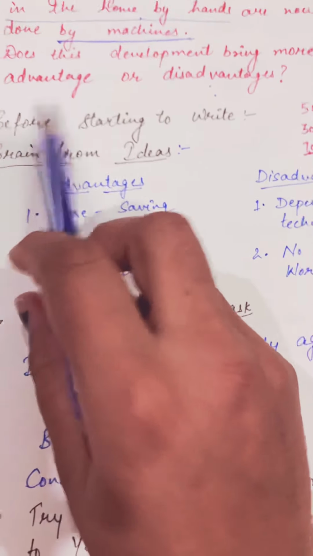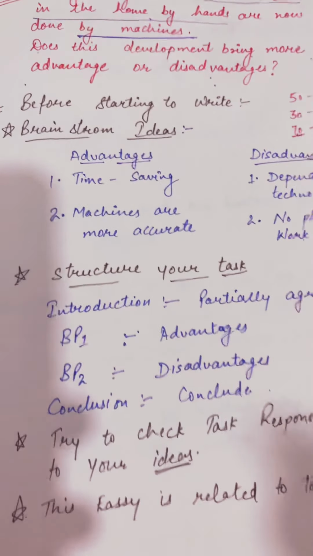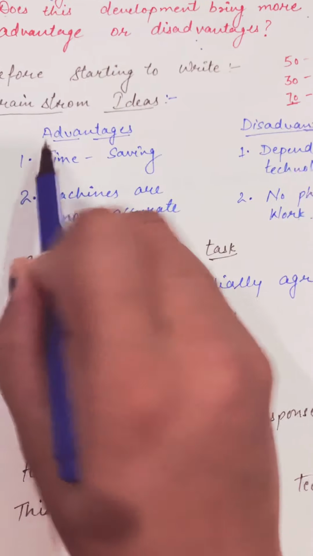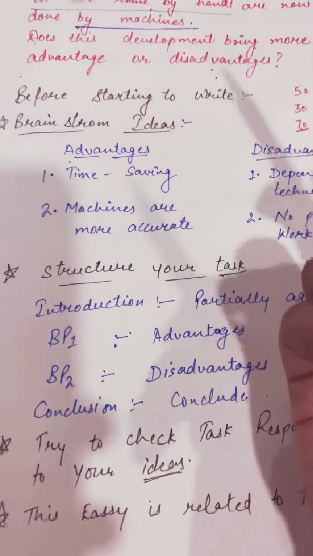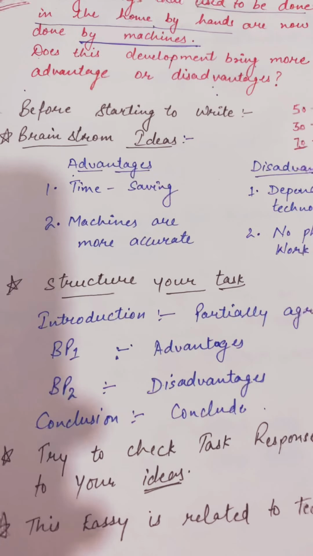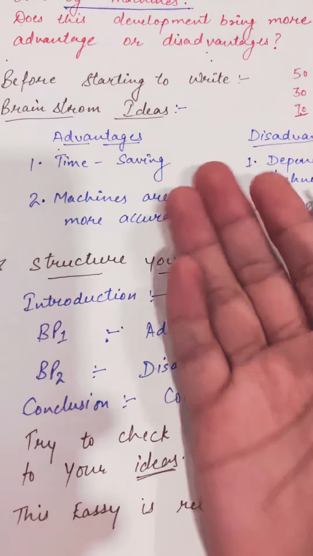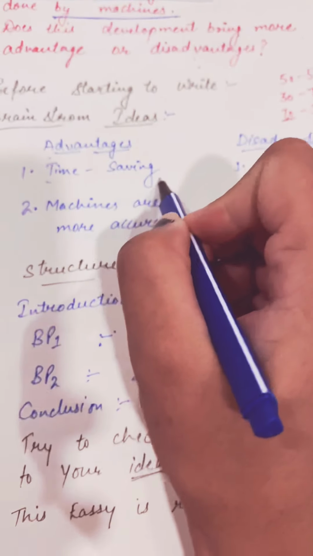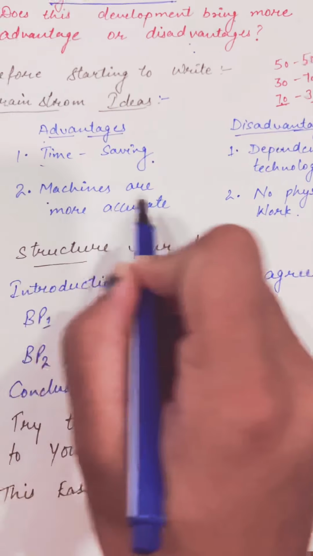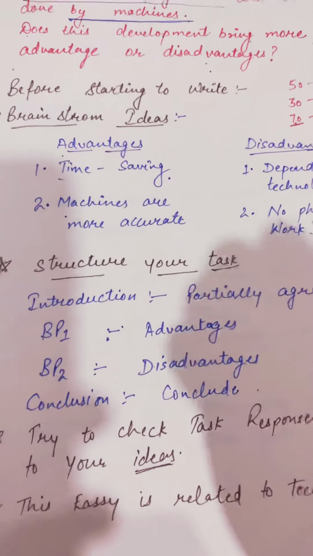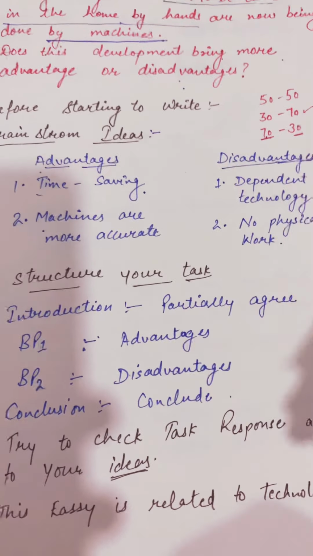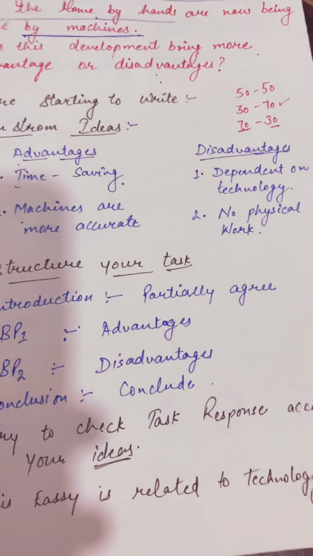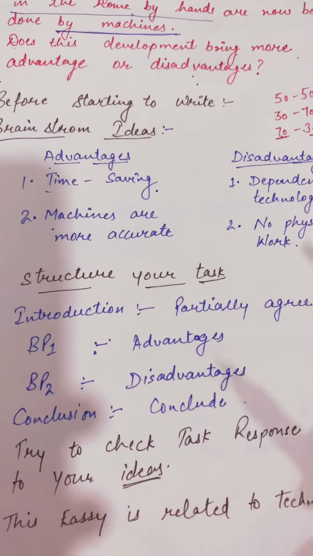So let's start with the advantages and disadvantages. Make sure that you have some ideas about the advantages as well as disadvantages in your brain. So the very first idea that comes to my mind is time saving. Of course, if we are doing some chores in our house with the machine, we can save the time to spend with our family. So first idea is time saving. The second idea is machines are more accurate. Of course, whenever we do some work with machines, we can do it perfectly, rather than doing it manually, where we can have some imperfections while doing the work. So these two ideas are enough.